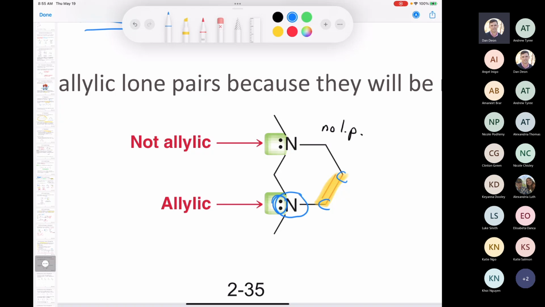And so you see that this lone pair is not allylic to a pi bond. However, this lone pair is allylic to this pi bond. Give me a thumbs up if you follow me on the concept of an allylic lone pair. We have a double bond. We go to the neighboring atom. If it's got a lone pair, it's considered an allylic lone pair.